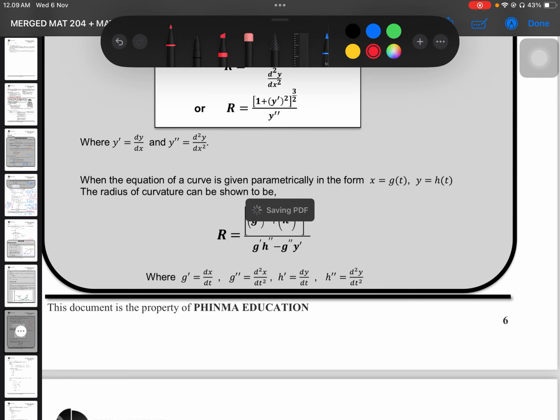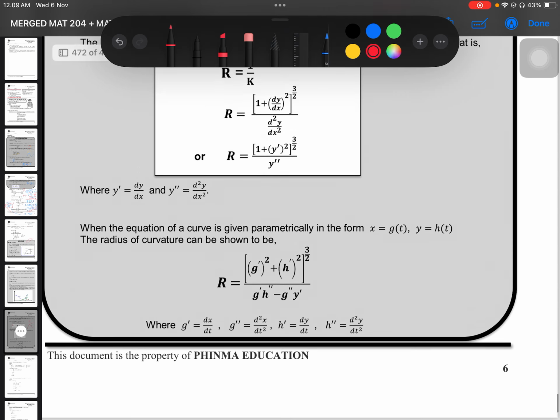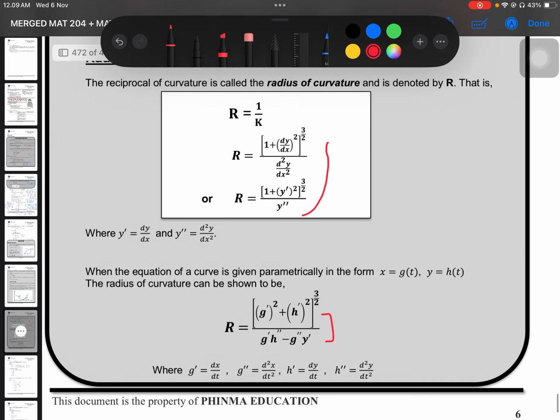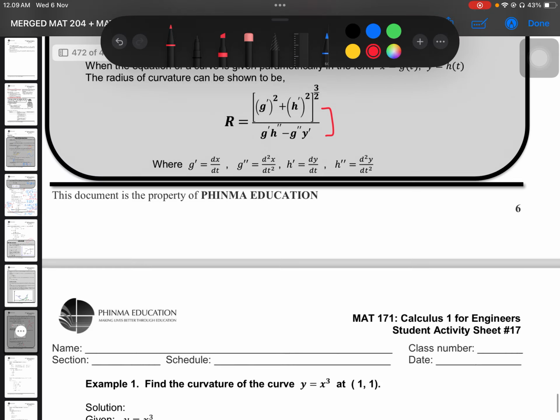Okay? So, when the equation of a curve is given parametrically in the form x is equal to g of t, y is equal to h of t, the radius of curvature can be shown to be ganito. Okay? So, paano pag magkahiwalay si x and y? So, ito yung kalalabasan natin. Okay? Meron tayong ganito. Pero, ganito pa rin naman yun. Okay? So, ito lang, another formula pa kasi siya. So, alam niyo naman na kung paano yung ginagawa natin, diba? Kasi napag-aralan na rin sa first part na to. So, kahit ito na lang talaga yung tandaan mo, para hindi na kayo madagdagan ng another formula.